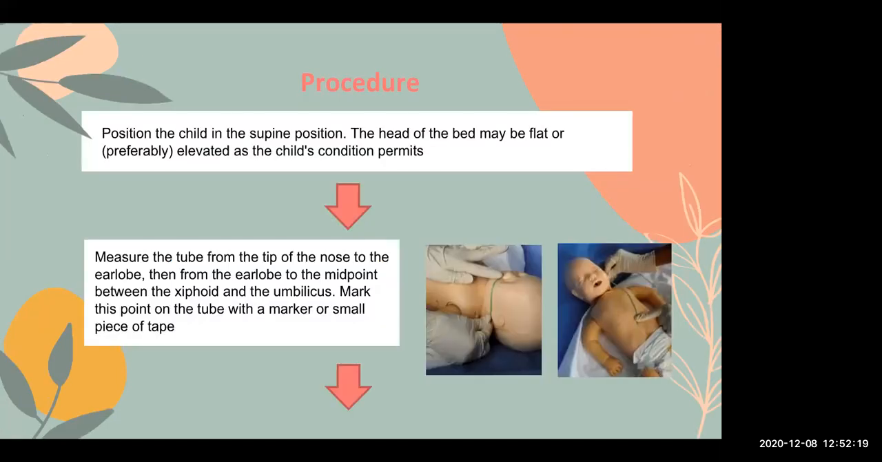For the procedure, first we need to position the child in the supine position. The head on the bed may be flat or preferably elevated as the child's condition permits. After that, we need to measure the tube from the tip of the nose, you see my cursor, to the earlobe, and then from the earlobe to the midpoint between the xiphoid and the umbilicus. Then mark this point on the tube with a marker or small piece of tape.